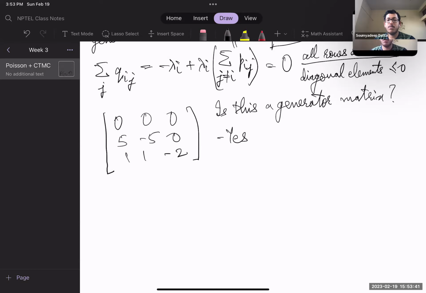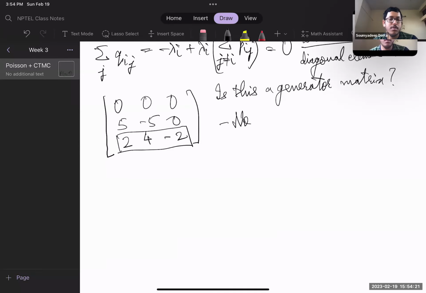Let's take another example, if I just modify it to something like 2, 4, minus 2. How does the answer change now? Yeah, it does become no now, because this row sums up to plus 4, so it's not equal to 0. So that is how you will check if a matrix is a generator matrix or not.